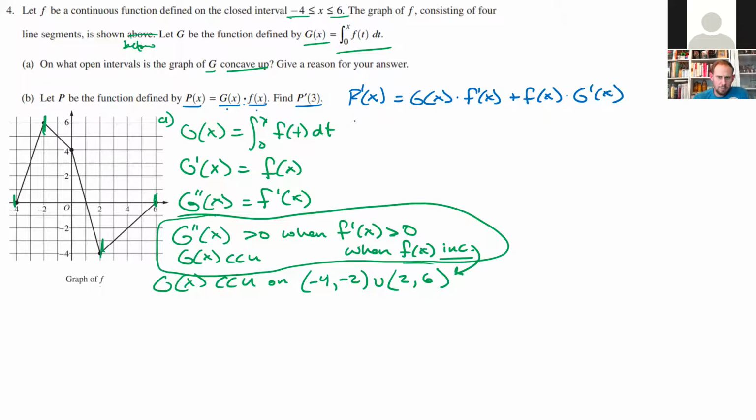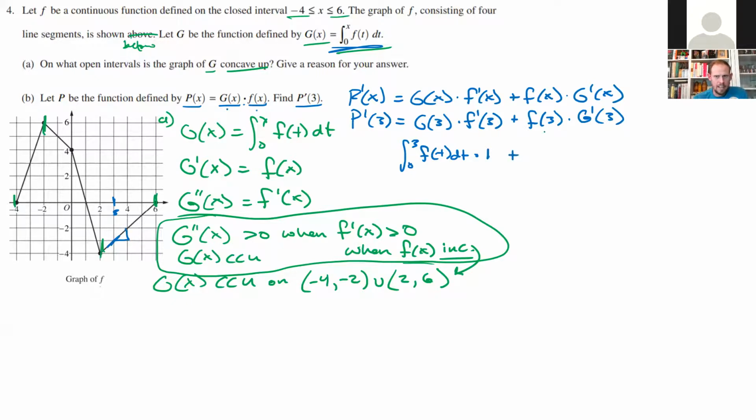Now to find P prime of 3, that would be g of 3 times f prime of 3 plus f of 3 times g prime of 3. So g of 3, I'm just plugging into this guy. So that's the integral from 0 to 3 of f of t dt. Make sure you're using t. F prime of 3 is just at 3. So here's 3. And what's the slope? Well, that slope is over 1, up 1, so that's 1. F of 3 is the value here. So it looks like we're down at -3. So this would be -3.